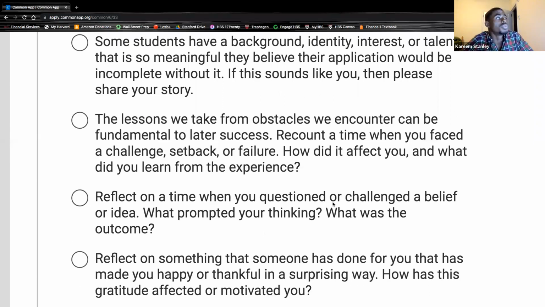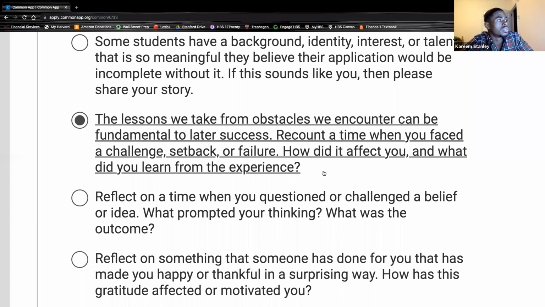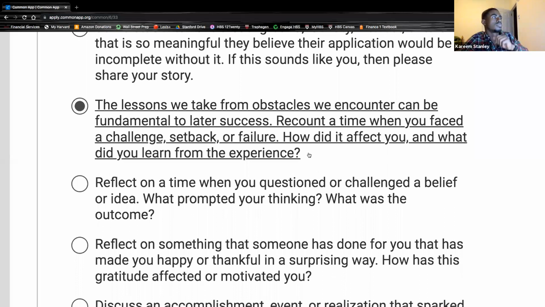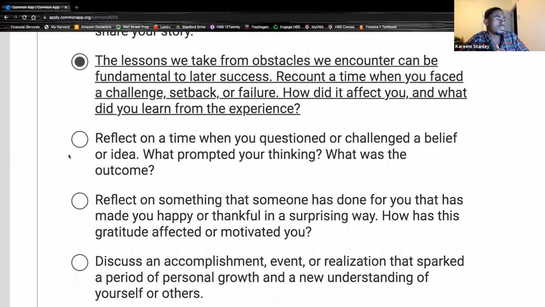Number 2: the lessons we take from obstacles we encounter can be fundamental to later success. Recount a time when you faced a challenge, setback, or failure. How did it affect you, and what did you learn from the experience? So a mistake I've seen, I'm not in love with this essay because there's actually a different part of the Common Application, which we will get to. In that part, you can actually talk about obstacles and how you've overcome them. The question is, is there any additional information you want to share that was not reflected? That's usually where I would recommend students write about hardship.